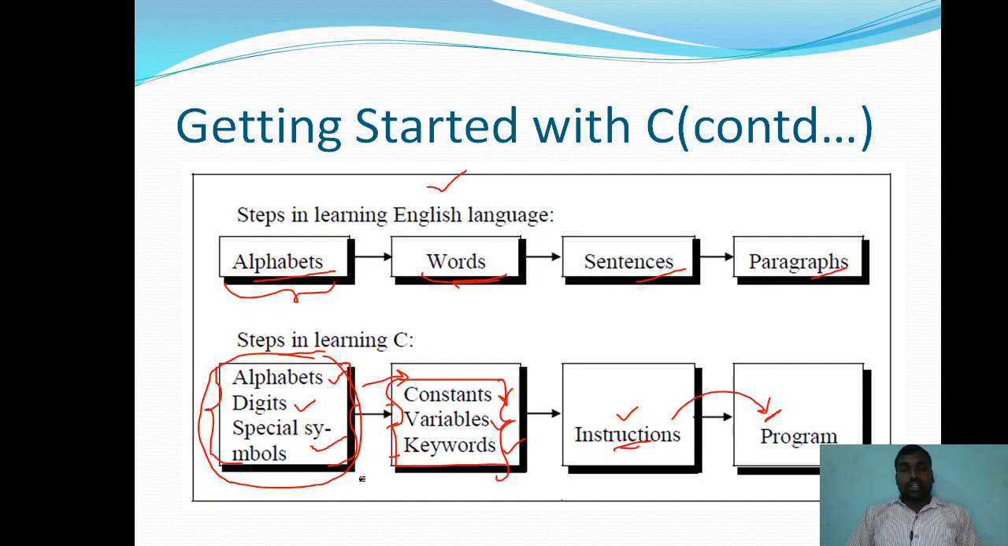In today's session we are trying to cover what character sets are available in C programming, like alphabets and their categories, digits, and special symbols that are used while writing a C program. Then what is meant by a constant and what is meant by a variable, and how to form these constants, variables, and keywords.